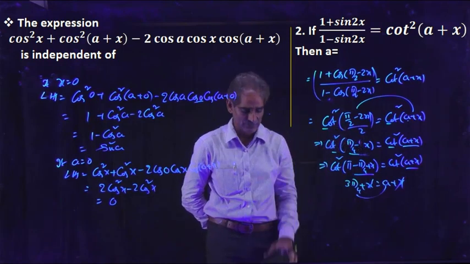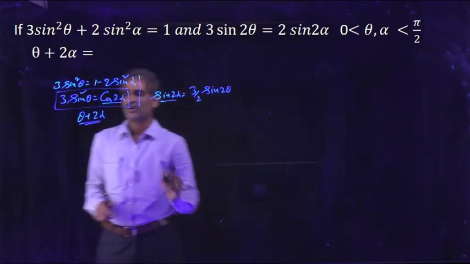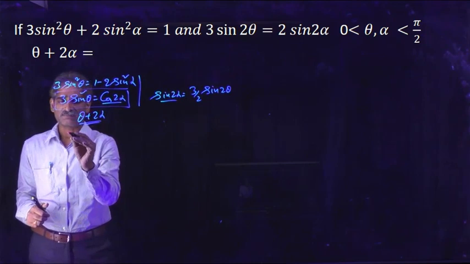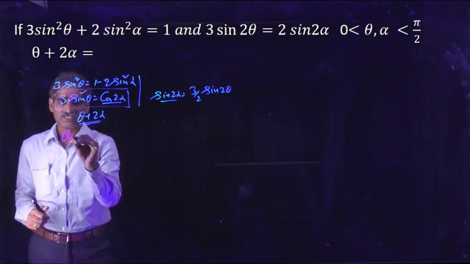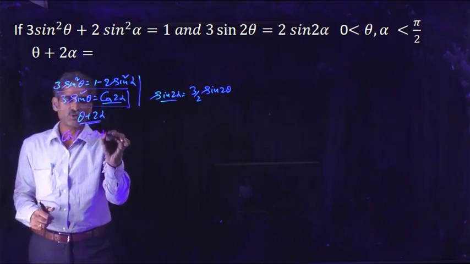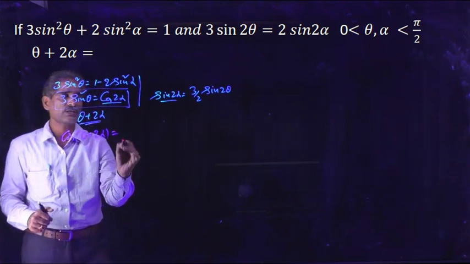Okay, right. So now apply the cos function. So consider cos of (theta plus 2 alpha). So what is the formula?